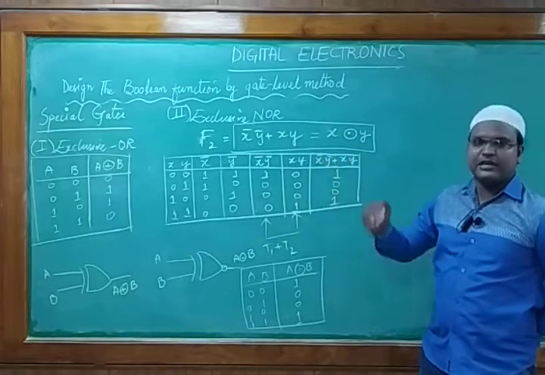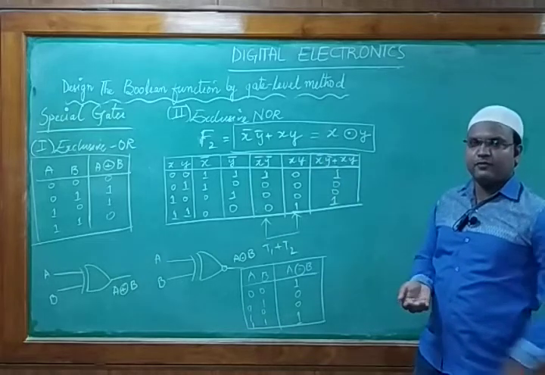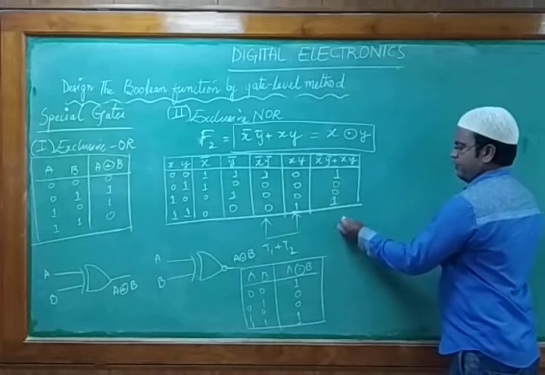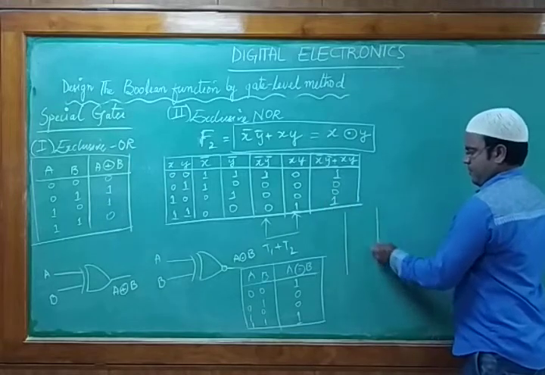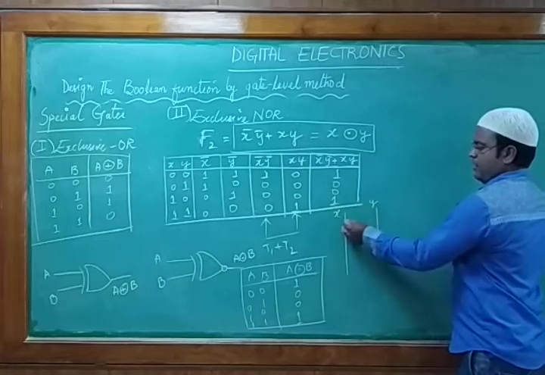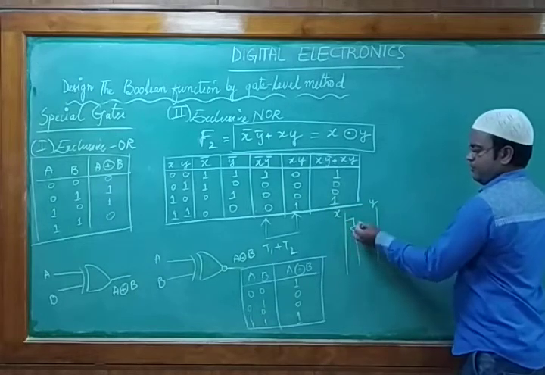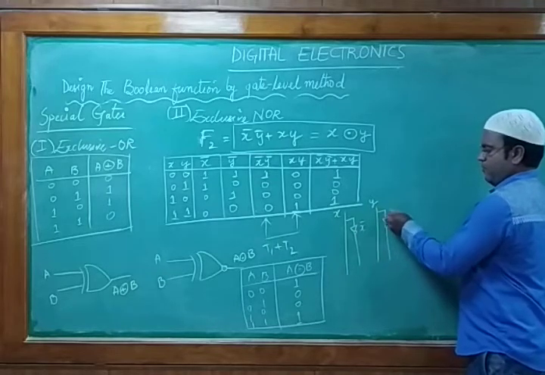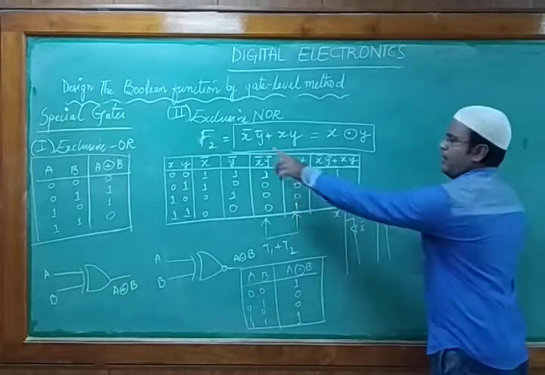If they ask to design with the hardware, so what is the hardware part? We'll try to draw its hardware approach. So what we'll do? We'll take two inputs like this. What is the name of the first input? X and Y. And if you want to connect with NOT gate, it will become X bar. One more if you want to connect with NOT gate, again it will become Y bar. So we got X bar and Y bar.